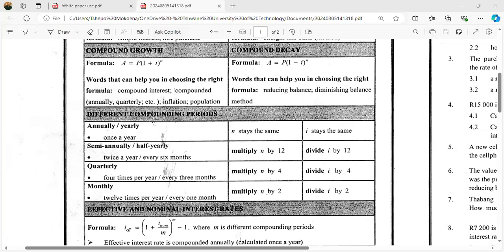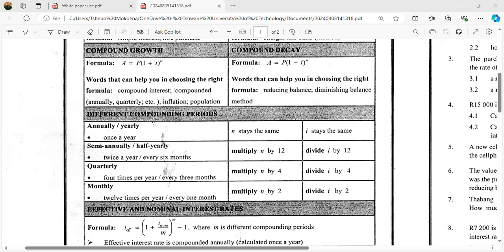So I was actually explaining different compounding periods, right? So when you read your statements, you will see, when we do different questions, that they say calculate whatever, whatever, compounded annually, or they say compounded yearly. Just know that they are talking about compounded yearly, which means once a year.